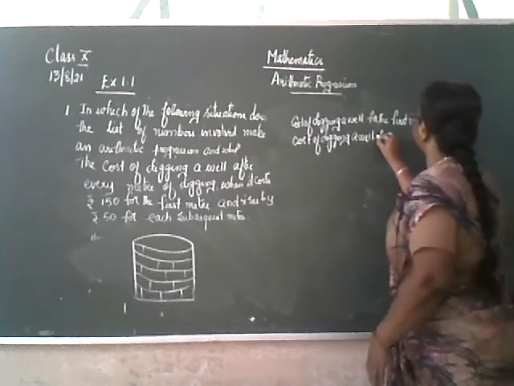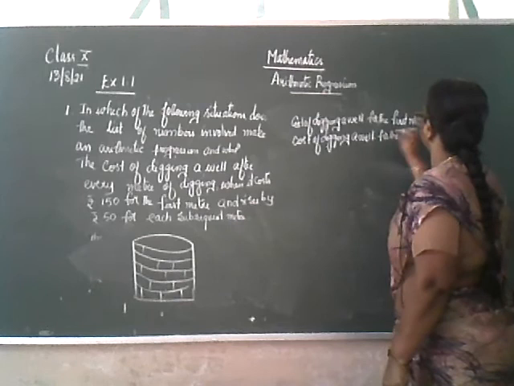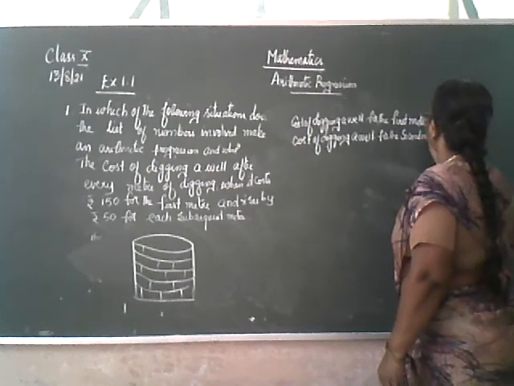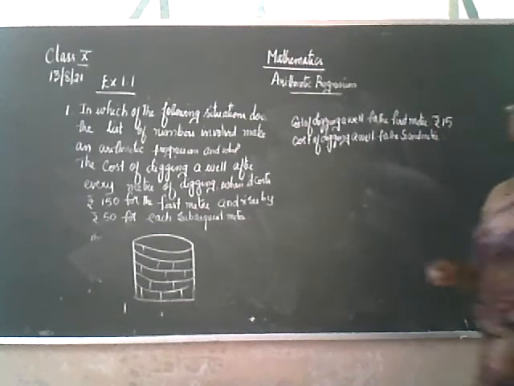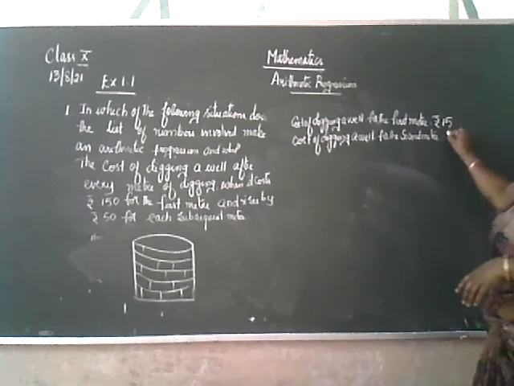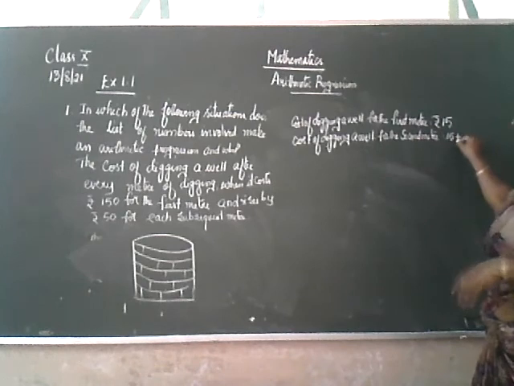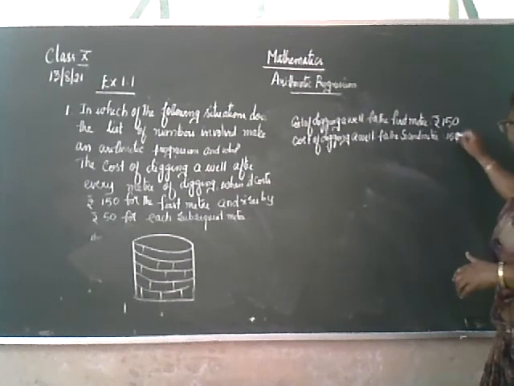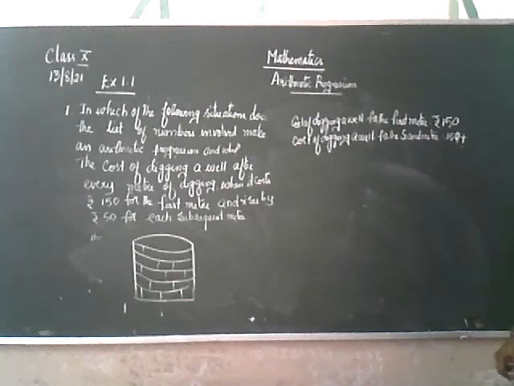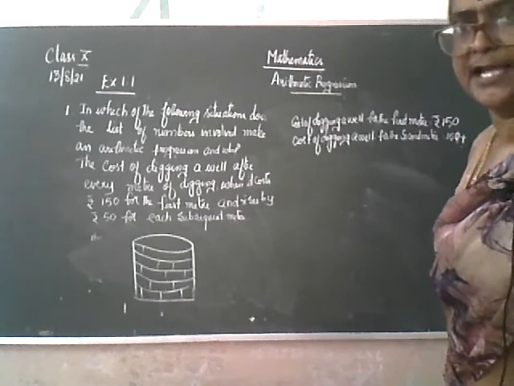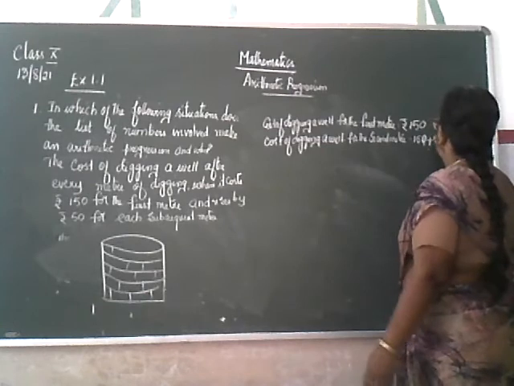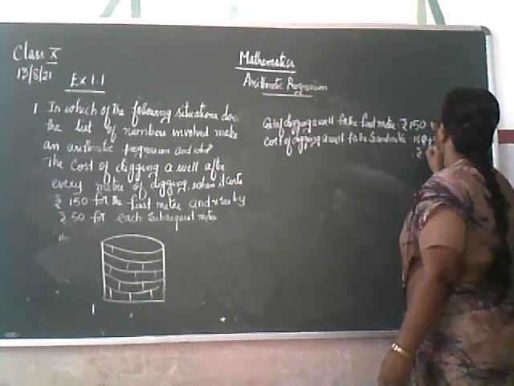So for the second meter, in the subsequent meter, it will be raised. So you should add. So it is 150, not 15. So 150 plus, it raises by rupees 50, isn't it? It raises by rupees 50 in subsequent. So what will it become? Rupees 200.